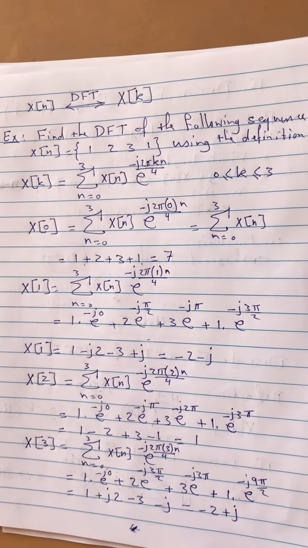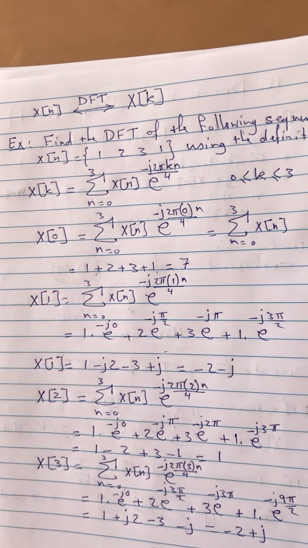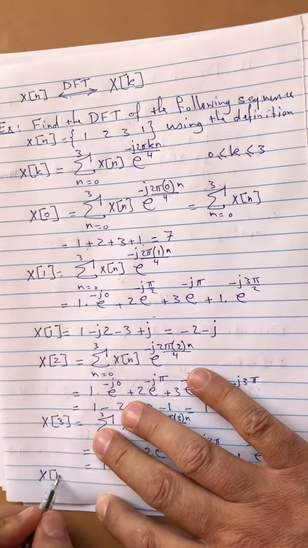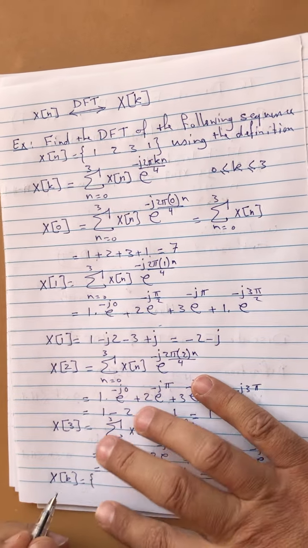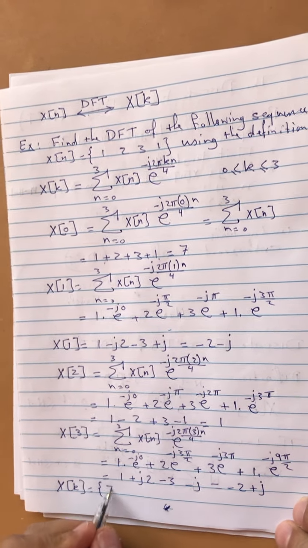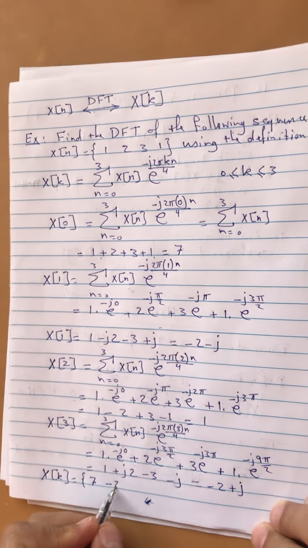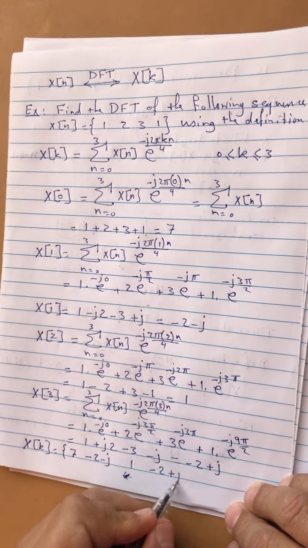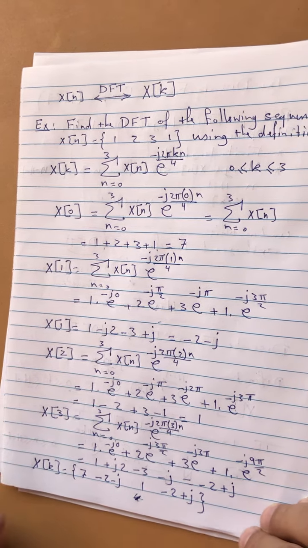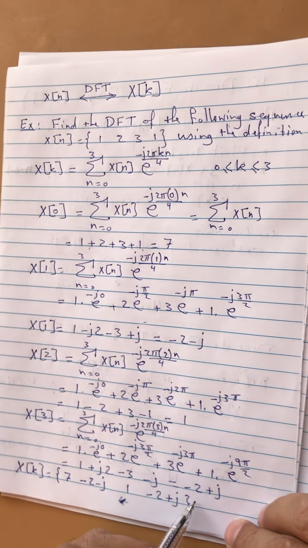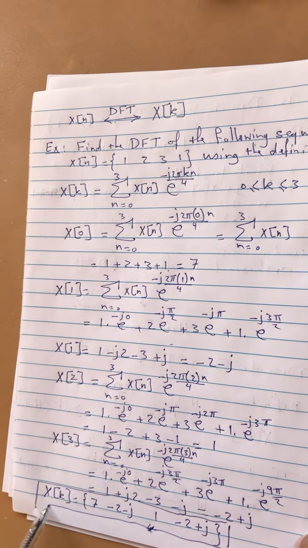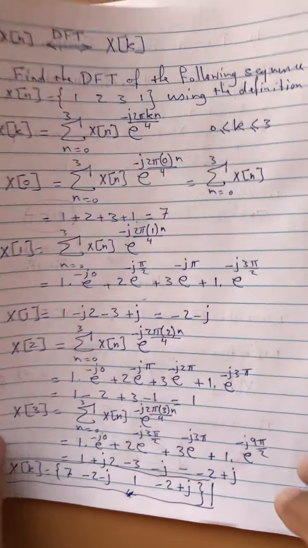So the end result of X of k will be X of k is equal to 7, minus 2 minus j, 1 and minus 2 plus j. So this is our sequence in the frequency domain, and this is our answer here. Okay? All right.